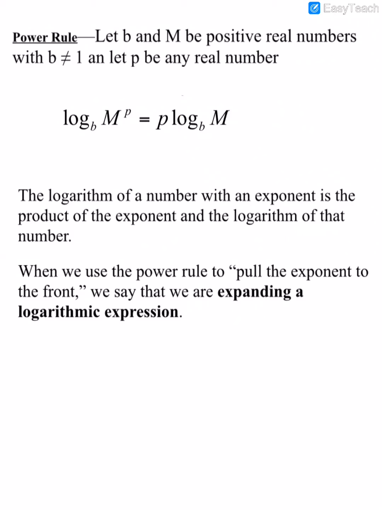Next is the power rule. Again, for the power rule, let B and M be positive real numbers with B not equal to 1, and let P be any real number. P is going to stand for our power. So if we have a logarithm that's raised to some power, like we have here, this power rule says that we can take that power and pull it to the front, and it's going to be multiplied.